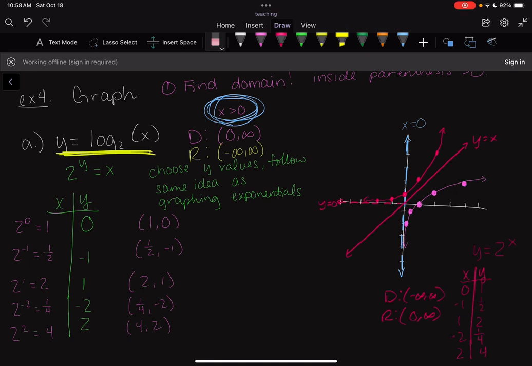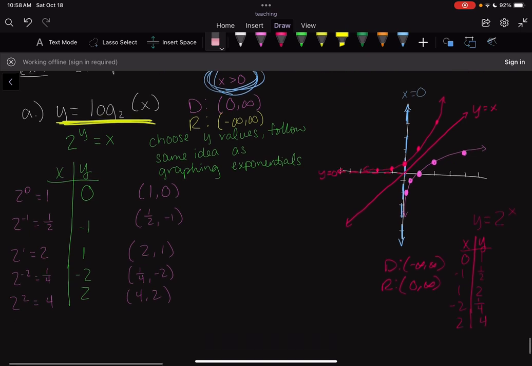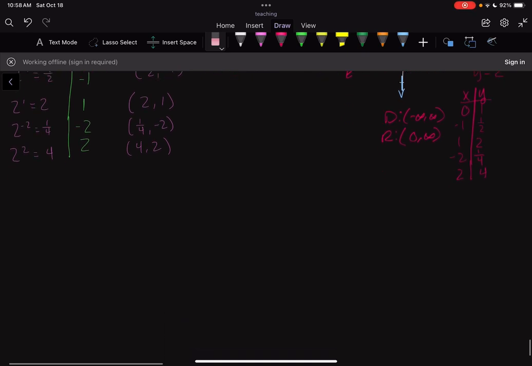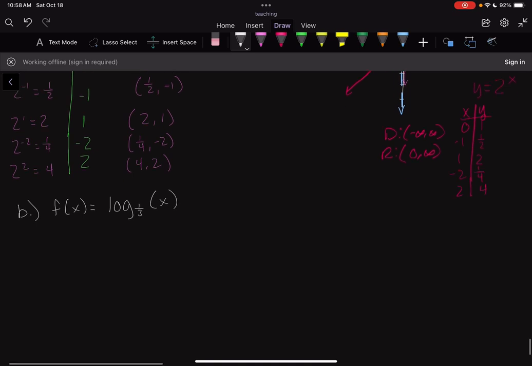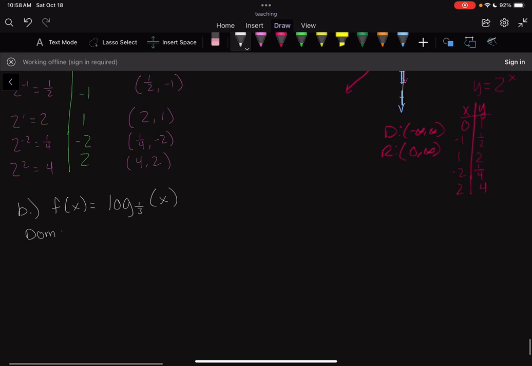So let me go ahead and do another example, of course, and this one we'll just worry about graphing the logarithm itself. So this is f of x equals log base 1 over 3 of x. And so first we want to find our domain. We will also do the range. We'll also do the 3 points. And I'll draw my graph over here.